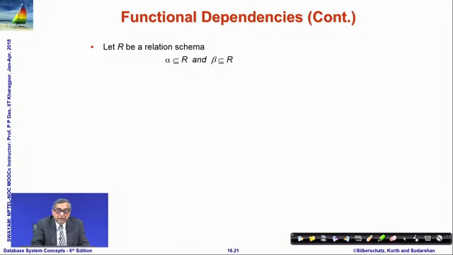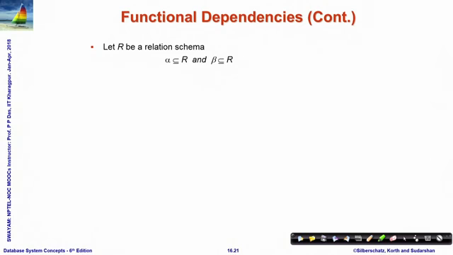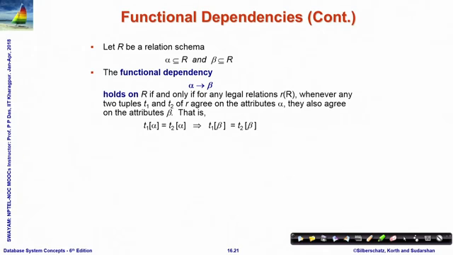Let R be a relational schema, which means that it is a set of attributes, and let us say alpha and beta are 2 subsets of R. Then we write this, and note this notation: alpha is a set of attributes, beta is another set of attributes, both are subsets of the same R, and we say alpha functionally determines beta. That is, if I know the value of a tuple over the attributes of alpha, then the values of that tuple over the attributes of beta would be fixed.